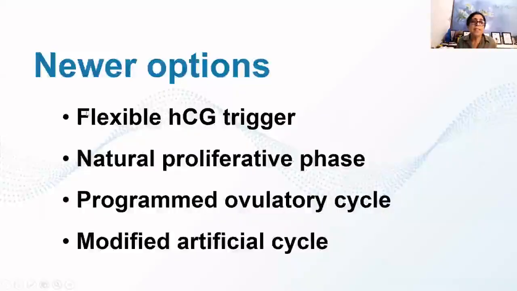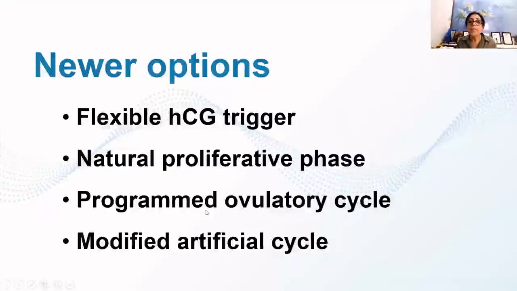So the first is the flexible HCG trigger. Then we have the natural proliferative phase, the programmed ovulatory cycle. These are basically the same. These two are basically the same, but by different groups. This is by Professor Grisinger. This is by the Godino group.